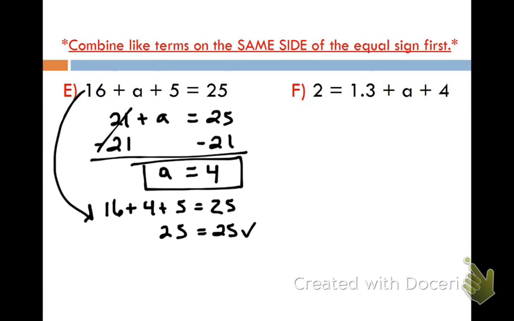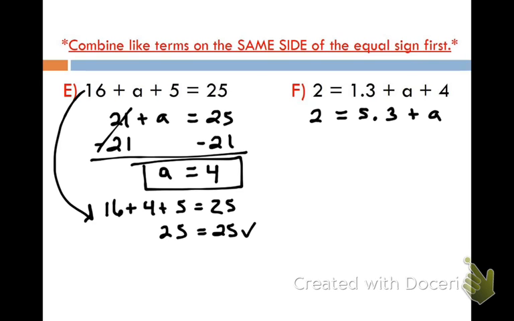On this side, is there anything that you can combine together? Yes. What is it? 1.3 plus 4. Use your calculator. What is 1.3 plus 4? Oh, 5.3. So 2 equals 5.3 plus A.